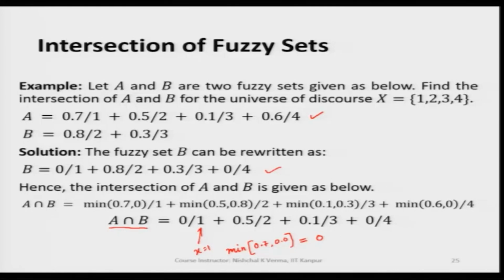So, the outcome will be 0.5/2 plus 0.1/3. This 0, the first and last term, is included just to make you understand what is happening and why this generic variable value is not included in this outcome.